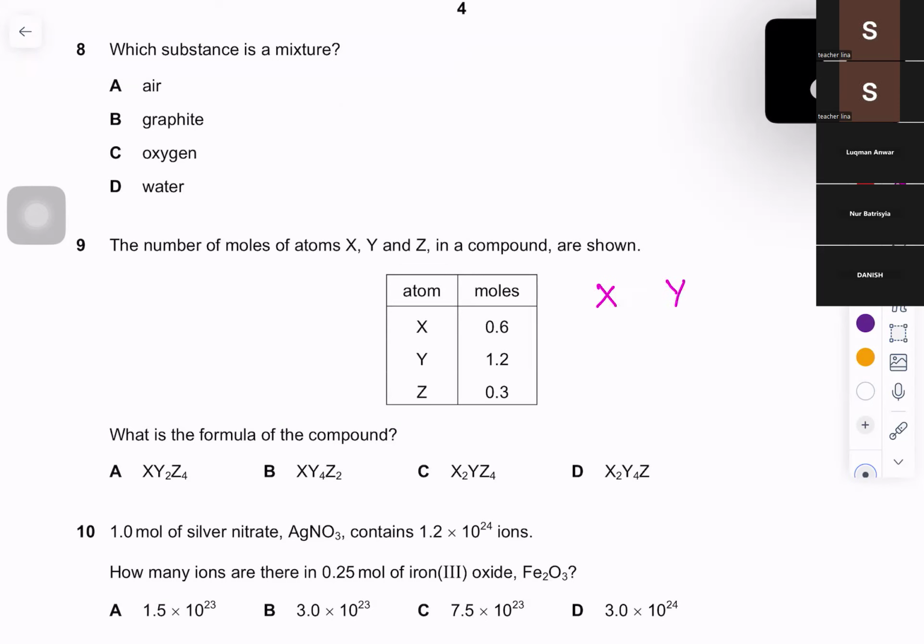X, Y and Z. 0.6 mol, 1.2 mol, 0.3. Okay, which one is the smallest number of mole? Smallest number of mole 0.3 kan? So divide by 0.3, you divide by 0.3, you divide by 0.3. Kita tengok ya. 0.6 divide by 0.3 and then you got 2. 1.2 divide by 0.3. Betul kan?